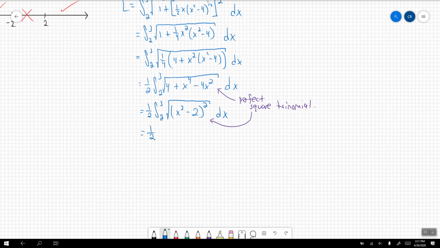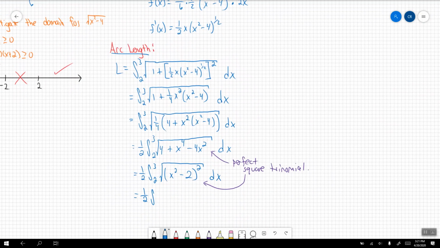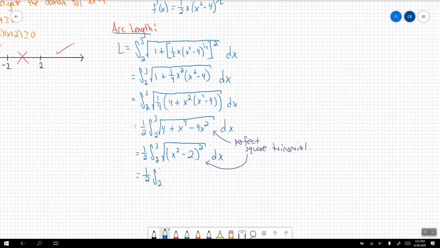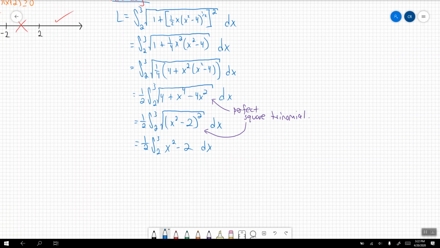But this piece of information here: if we're looking at x equal to 2 and x equal to 3, then this function will always be positive, so we don't need to worry about the absolute value. This is just going to be x squared minus 2, because the square root will cancel out with the 2 without needing the absolute value. Look at that right there. That turns into a Calc 1 problem. Yay! Calc 1 problem right there.